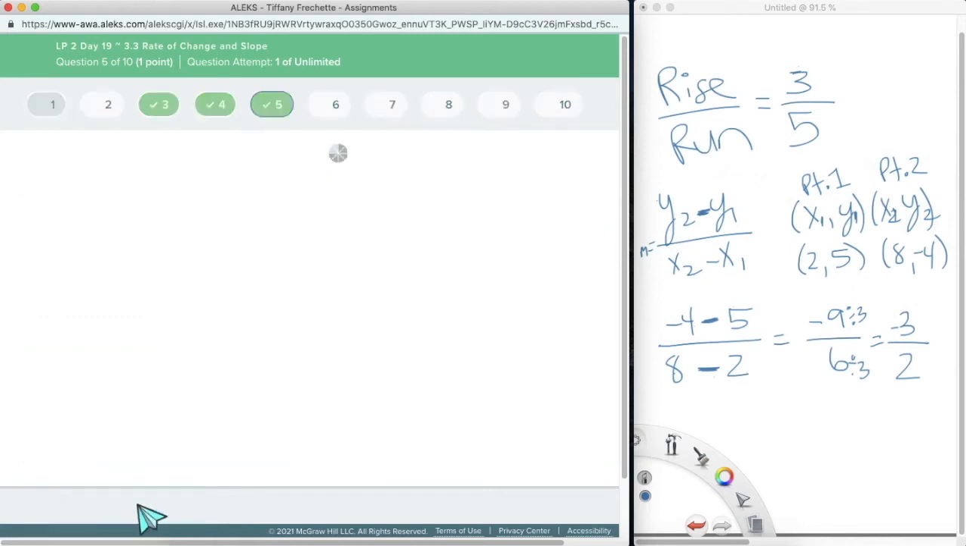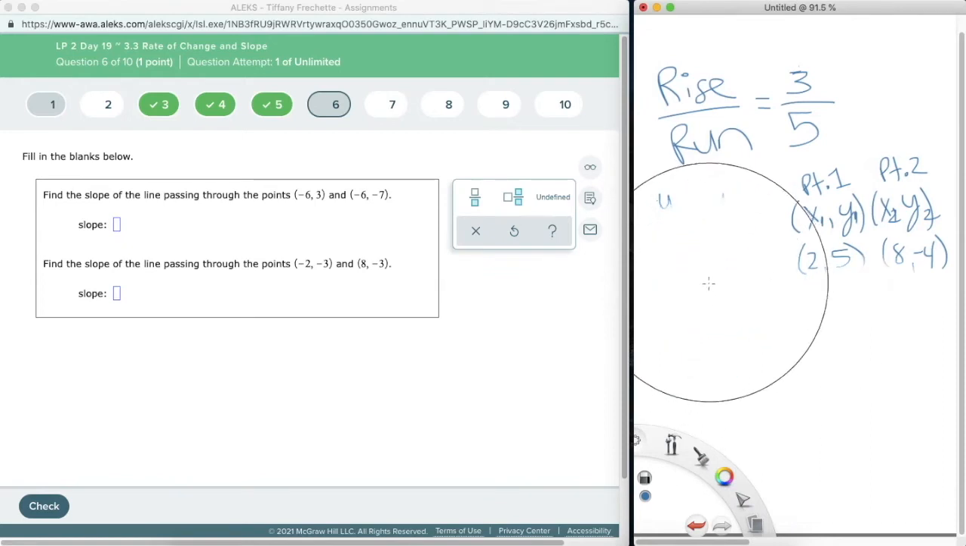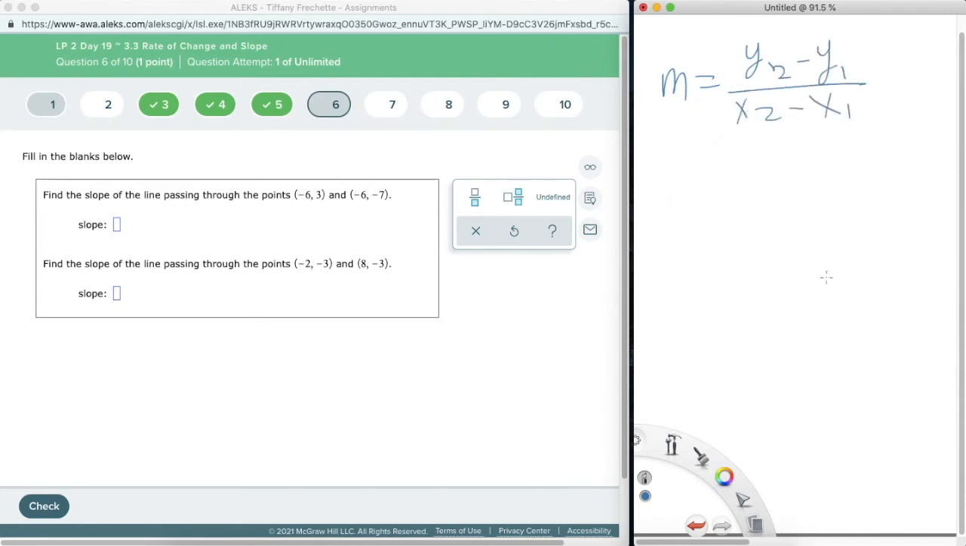All right. So we are going to do this a couple more times here to show there's a way to identify the 0 and undefined slopes when you're looking at the equation here. So remember, slope equals y2 minus y1 over x2 minus x1. And we have x1, comma, y1, and x2, comma, y2. Okay. So let's go ahead and look at this first one. We have -6 and 3. We have -6 and -7.